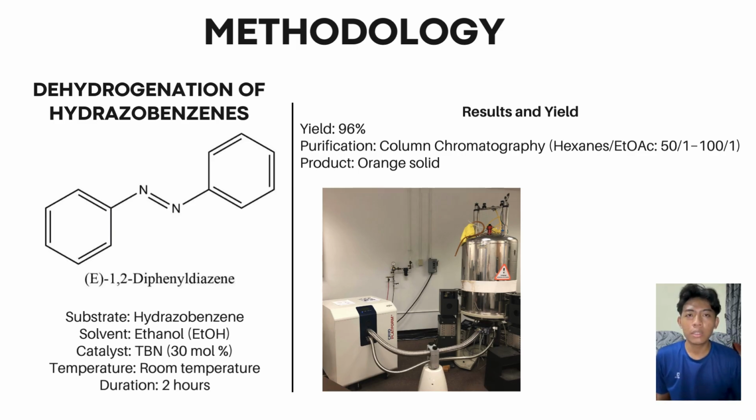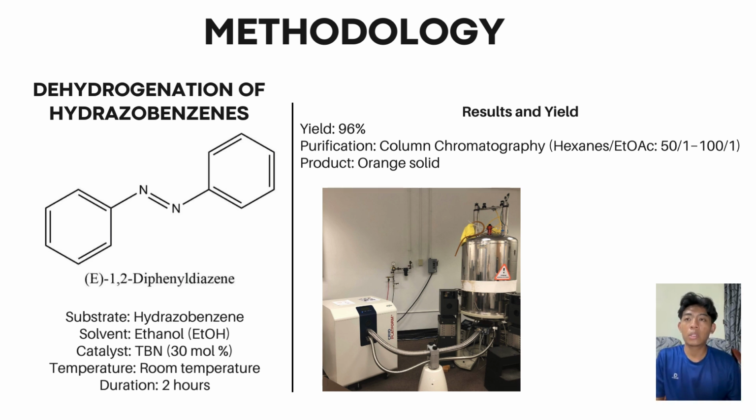For methodology, we use dehydrogenation of hydroxybenzene. So we begin by setting up the reaction in a 10 ml tube with our substrate, hydroxybenzene. Ethanol is chosen for its green solvent properties and will be added to the mixture. The reaction is carried out at room temperature for about 2 hours, using tert-butyl nitrite as a catalyst.